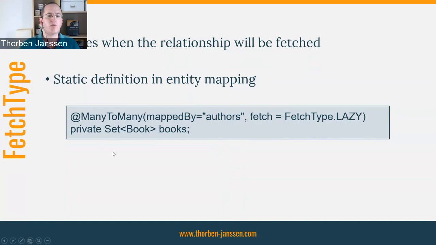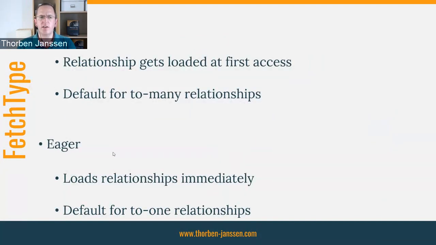So in this case here, we have a many-to-many association from the author entity to the book entity, and this is a static definition in your entity mapping. It's part of your entity class. You can't adjust it. It's something that you define once and then use everywhere. And you can choose between lazy and eager fetching. With lazy fetching, the relationship gets loaded when you first use it, and it's the default for to-many associations. For eager fetching, it gets fetched immediately, whether or not you use it. And that is the default for to-one relationships.